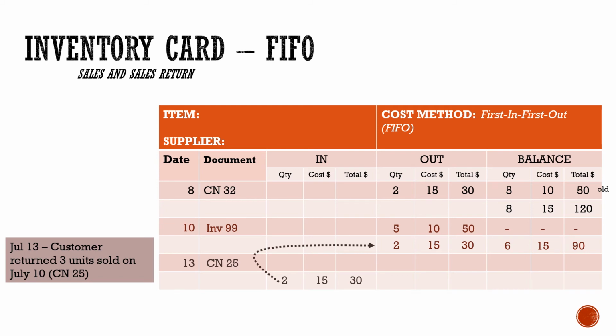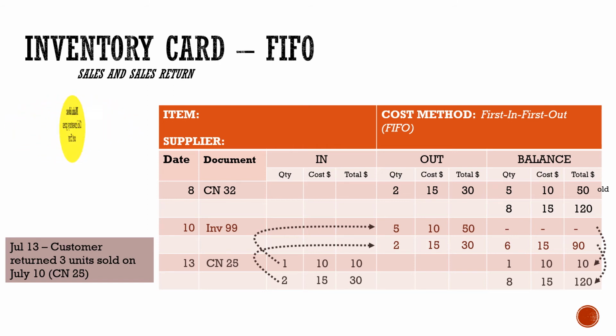Now because the customer has returned to us 3 units, the remaining balance of the 1 unit is assumed to be at a cost price of $10 per unit. So here we update our balance column accordingly with a balance of 1 unit at a cost price of $10 and a balance of 8 units at a cost price of $15 per unit.